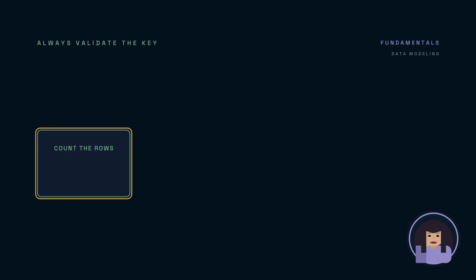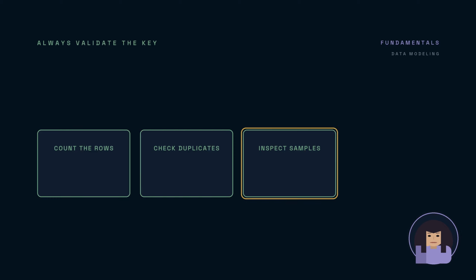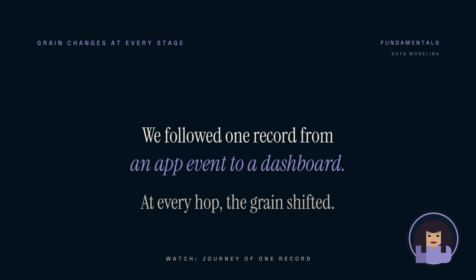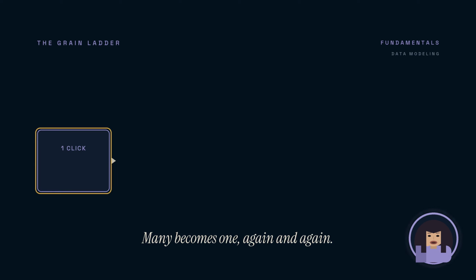In our Journey of One Record video, we followed data from an application event to a dashboard. At every stage, the grain can change. One click becomes one event. Many events may become one session. Many order lines may become one order. Many orders may become one customer day summary. Every transformation should make that change explicit.